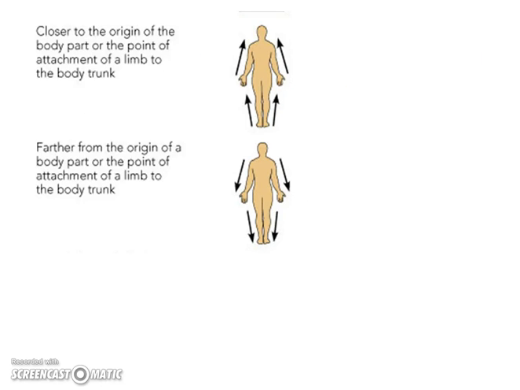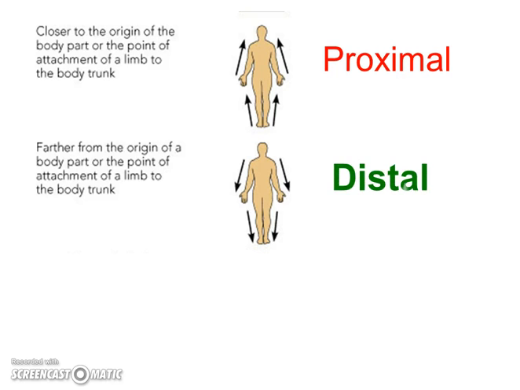These two opposites, in order to use them, you have to have a point of origin. For example, where my arm attaches to my torso, my shoulder would be the origin of my arm. Or my leg attaches to my torso, my hip would be the origin. So now we're comparing parts and we're saying, are they closer to the origin or are they a further distance away? Structures that are closer to the origin are considered proximal, where those that are a further distance away are considered distal.